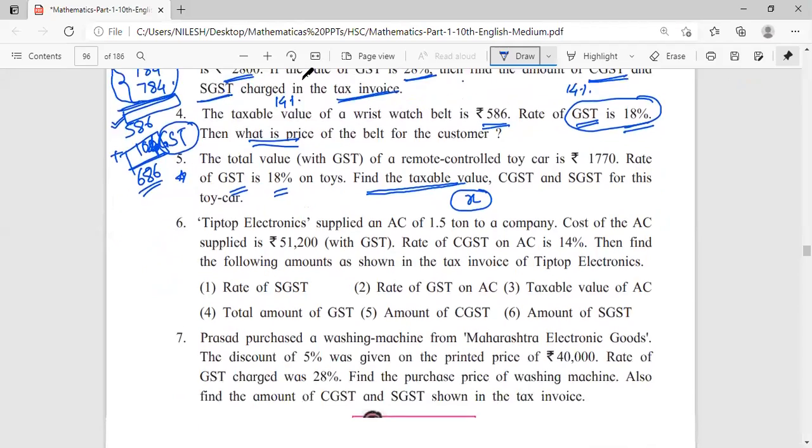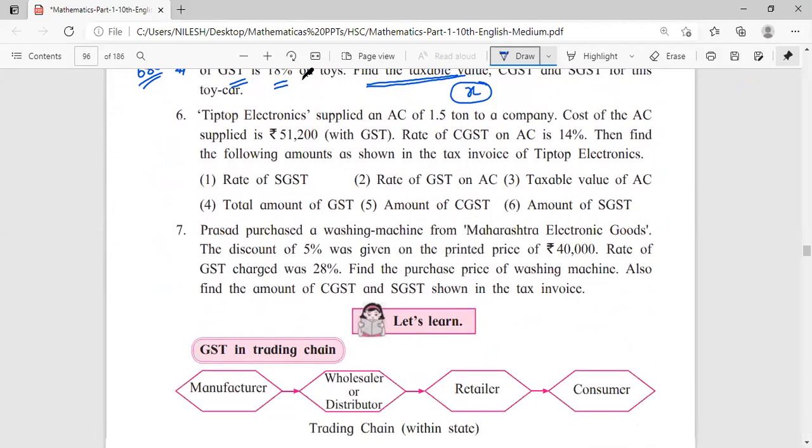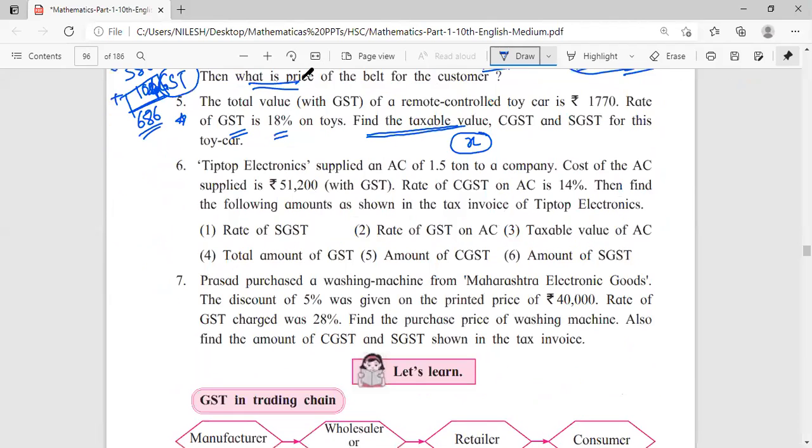Yes, sir. Good. Question number 6. Important question again. Tip Top Electronics supplied an AC of 1.5 ton to a company. The cost of the AC supplied, again, 51,200, is along with the GST. The rate of CGST is 14%. So what is the rate of SGST? 14%. Very good. How much is the rate of GST?